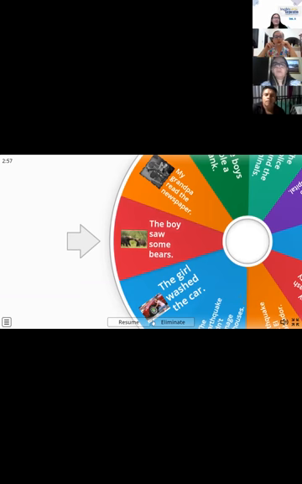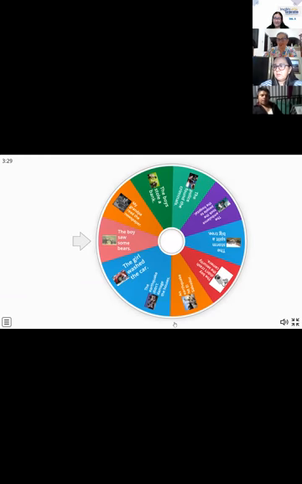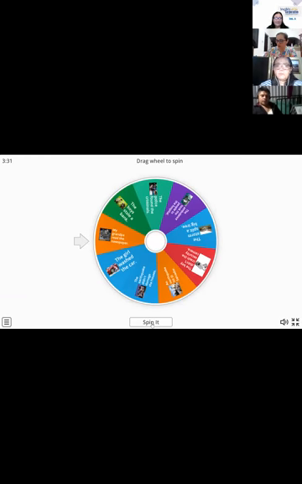All right, the boy saw some bears. Some bears were stolen by the boy. Some bears were seen by the boy. We have to remember that this is the tricky part of the passive voice, that we have to remember the past participle of the verb, right? That's the trick here. Yeah. All right.